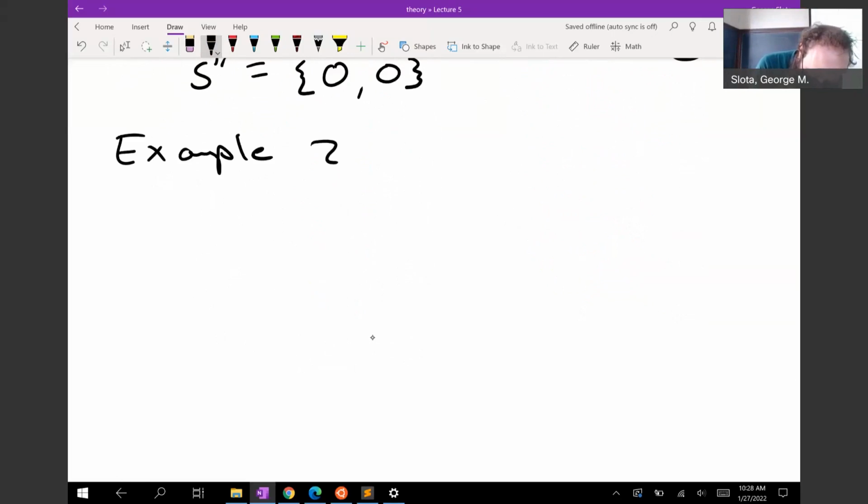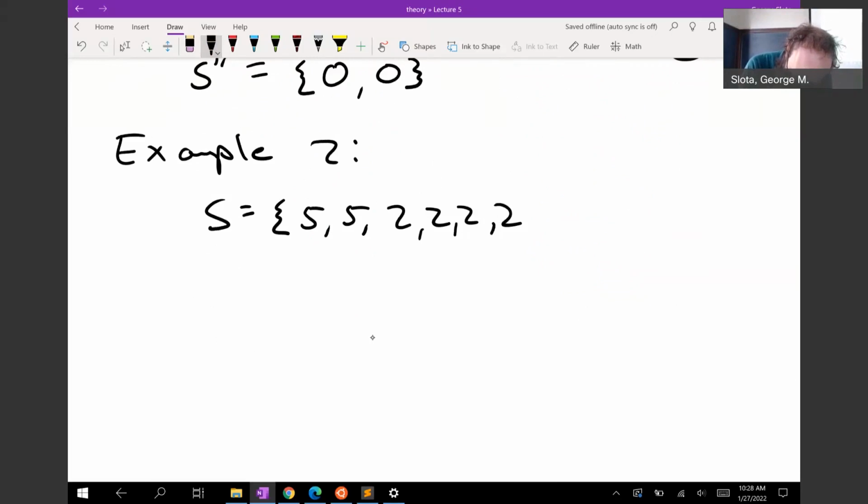Example 2. Let's go. So we got our S here. We got 5, 5, 2, 2, 2, 2. Looks like that's an even sum of those values in the sequence. So we've checked off a necessary condition for the sequence to in fact be graphic. What about a sufficient condition?